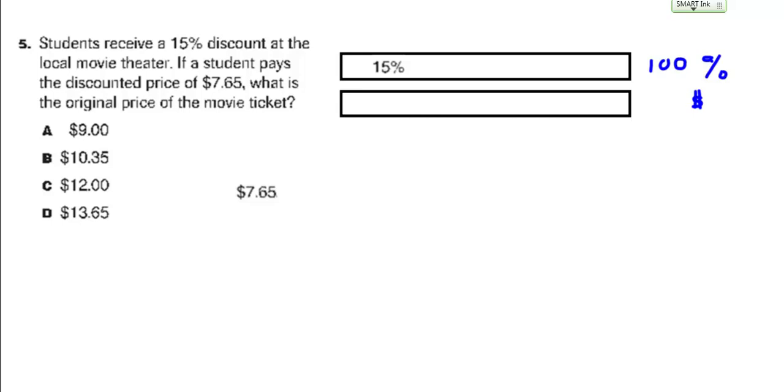Everybody, Miss Dietrich here, helping you on question number 5 from the PARCC Standards Practice. It reads, students receive a 15% discount at a local movie theater. If a student pays the discounted price of $7.65, what is the original price of the movie ticket?